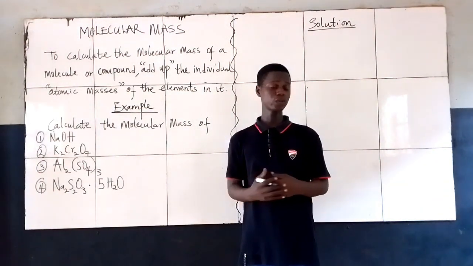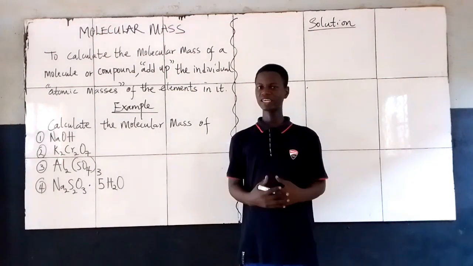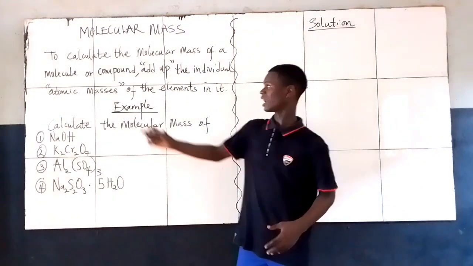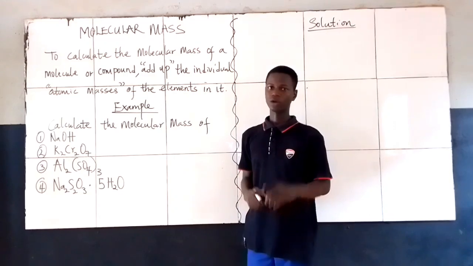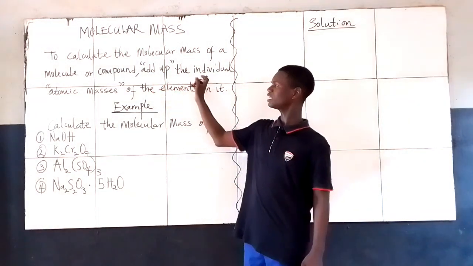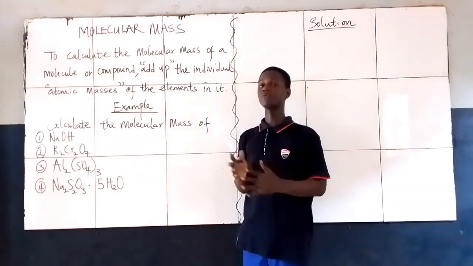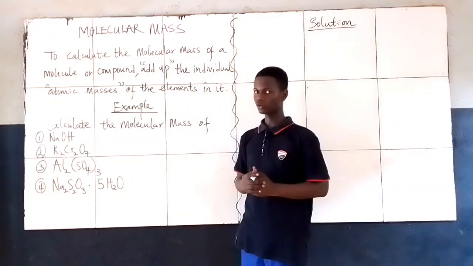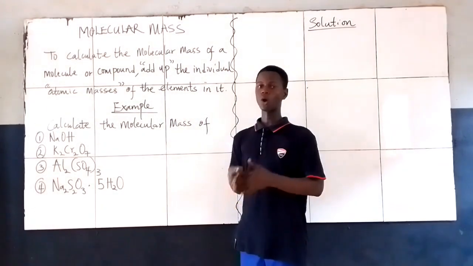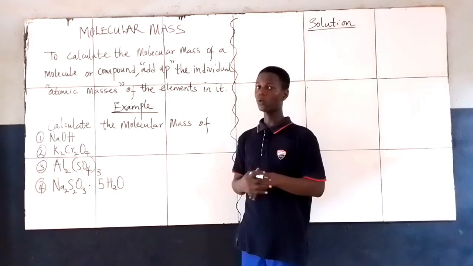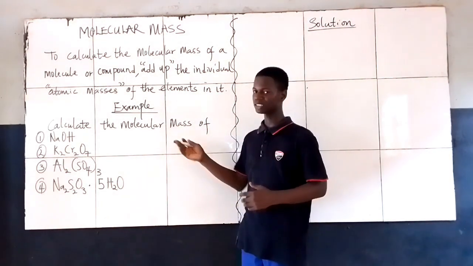Before we get started with the question, let's see what we should have at the back of our mind before we start taking questions under this topic. To calculate the molecular mass of a molecule or a compound, what should we know? Add up the individual atomic masses of the elements in it. That is, what we'll principally be doing here is addition of the atomic masses of the elements in the molecule or compound. Now we know what this says. Let's get down to a question under this topic and see how this applies.